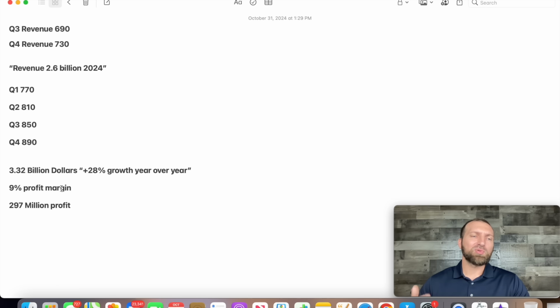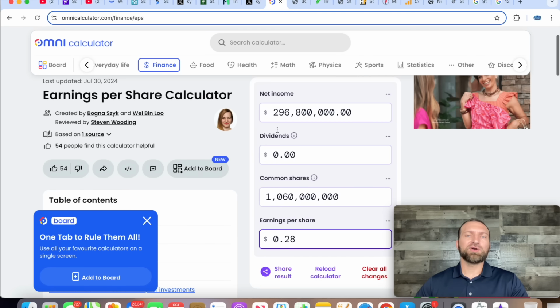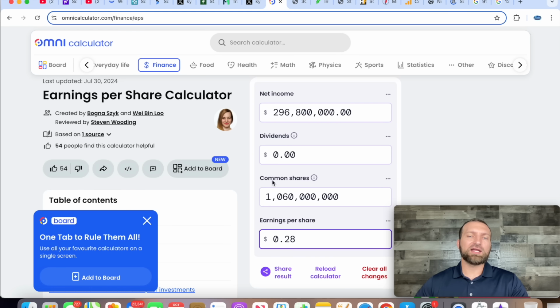And if we just put a profit margin on that revenue next year of 9%, I believe this is gonna be the base case. $297 million profit. So that'll only be jumping up just a little bit from 200 million this year to 297 million. But I just want you guys to see the EPS expansion that we're gonna be looking at. So if you put in that $296 million of net income and take SoFi's outstanding shares of 1 billion 60 million, we're looking at 28 cents EPS.